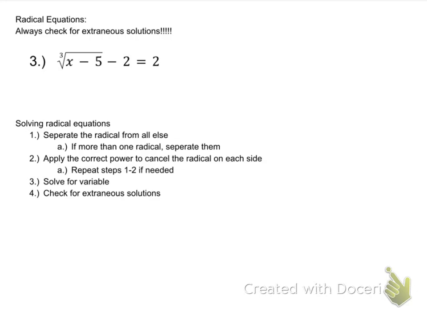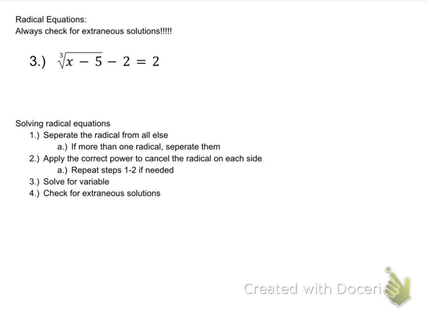Step 2, you're going to now get rid of the radical by applying the correct power that would allow you to cancel the root out. So if I wanted to get rid of a square root, I'm going to square both sides. If I have a cubed root, I will what? Cube both sides. If I have a fourth root, I will fourth power both sides.